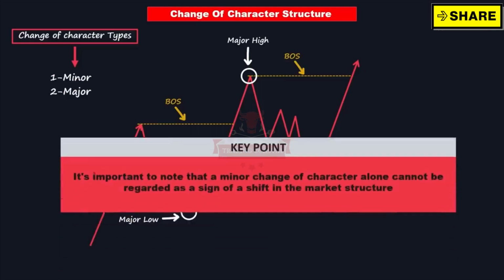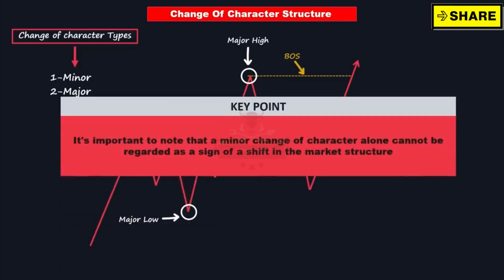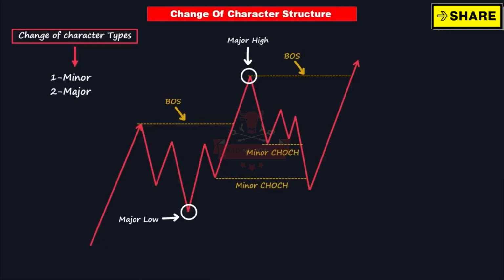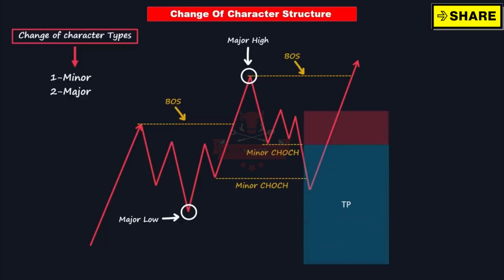It's important to note that a minor change of character alone cannot be regarded as a sign of a shift in the market structure. Here, we're facing a common scenario that frequently occurs in the market. Many novice traders, who haven't correctly identified the market structure, often consider this minor change of character a signal of a reversal in market direction. They believe that the bullish phase has ended, and it's an ideal time to go short. They typically place their stop loss just above this internal high.